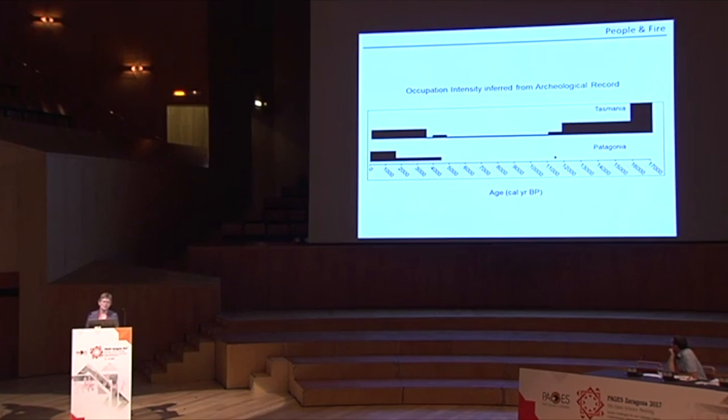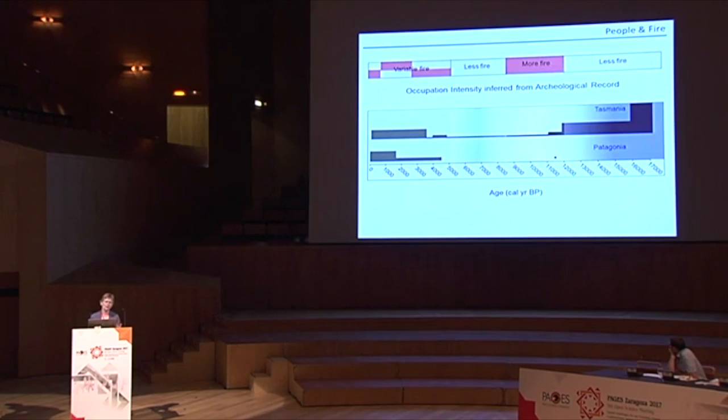This is the occupation intensity inferred from the archaeological record. So people were in Tasmania for about the last 35,000 years, and there's high occupation intensity around our sites until about 11,000 years ago. Then it pretty much drops off and it increases in the last 5,000 years. In Patagonia, people are present, but probably in low populations through the late glacial, and the occupation intensity doesn't increase until the late Holocene.